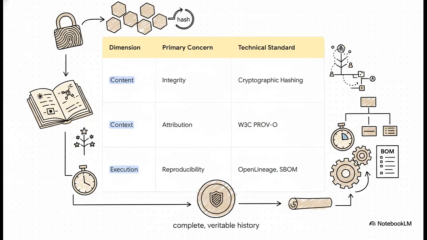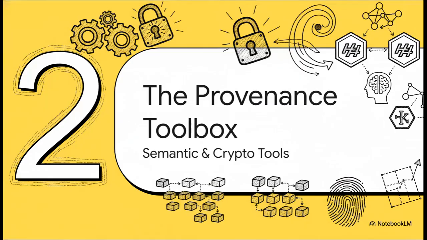So let's put it all together in one place. You can see how these three dimensions work together. For content, we're worried about integrity, and our main tool is cryptographic hashing. For context, we need attribution, and that's where standards like W3C PROV come in. And for execution, it's all about reproducibility, using things like OpenLineage or an SBOM. When you combine them, bam, you get a complete, verifiable history of any digital asset. All right, let's move on and pop open the provenance toolbox. We're going to look at the actual semantic and cryptographic tools that make this whole architecture of trust a reality.